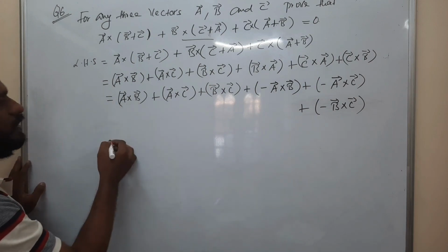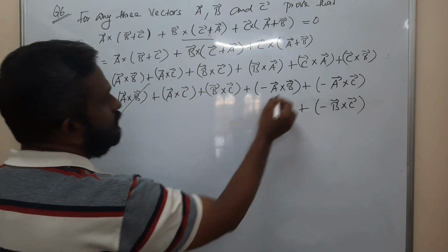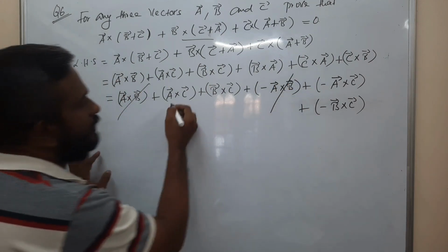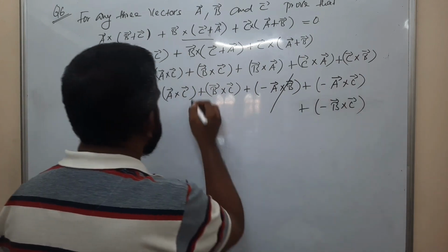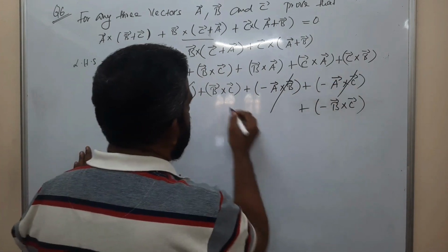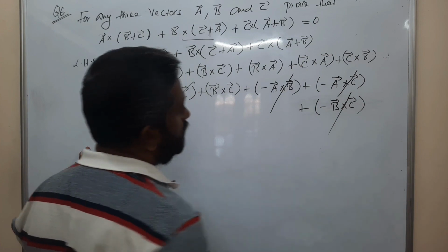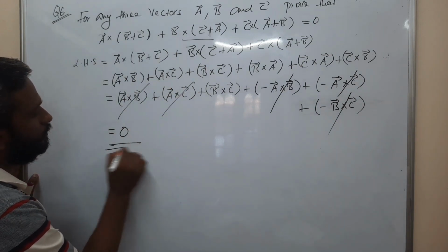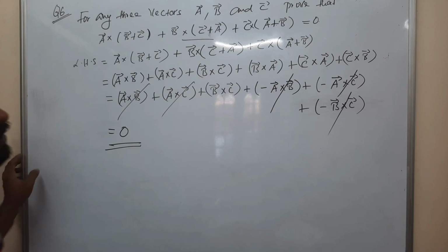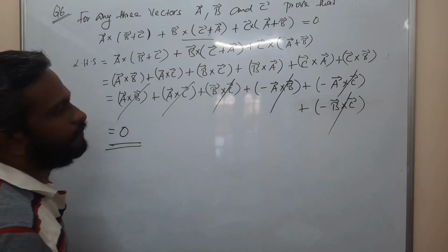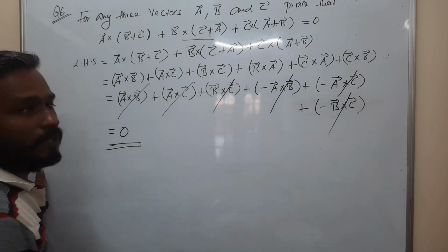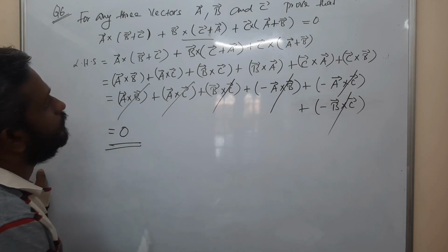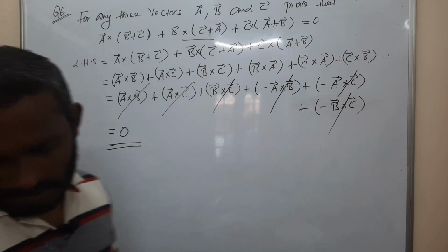So A vector cross B vector minus A vector cross B vector cancel. A vector cross C vector minus A vector cross C vector cancel. B vector cross C vector minus B vector cross C vector cancel. So that's equal to what? 0. Clear? It's a proof.